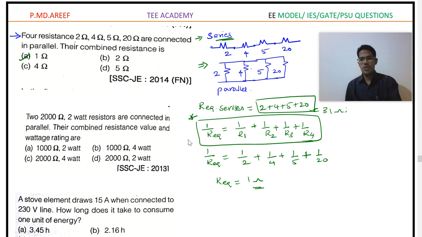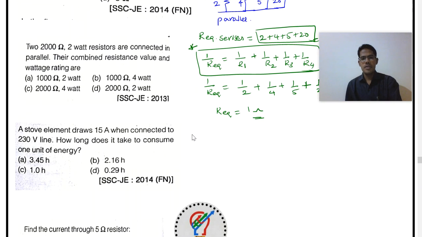Okay, so we will move to the next question here. So first we will discuss in English, later we will discuss again here. So 2000 ohm 2 watt resistors are connected in parallel. Their combined resistance value and wattage rating are. So here what is given is two 2000 ohm resistors, and their rating is 2 watts. And what did they do with them again here? They connected them in parallel.